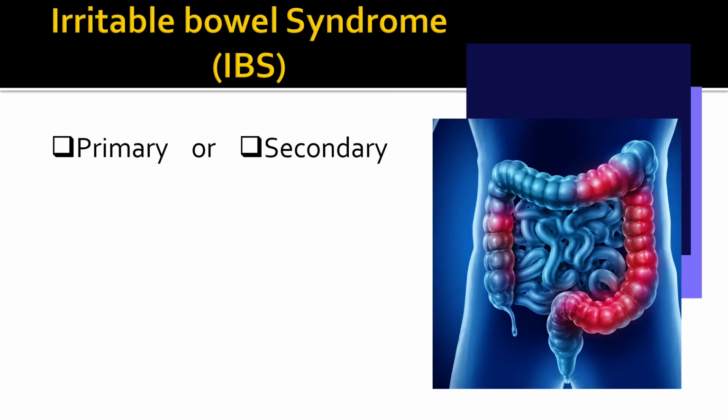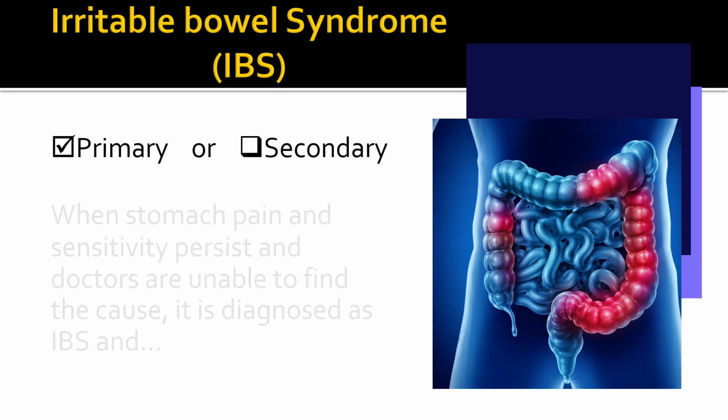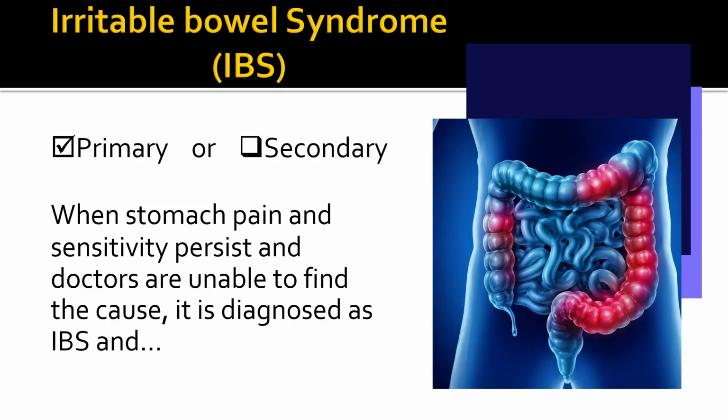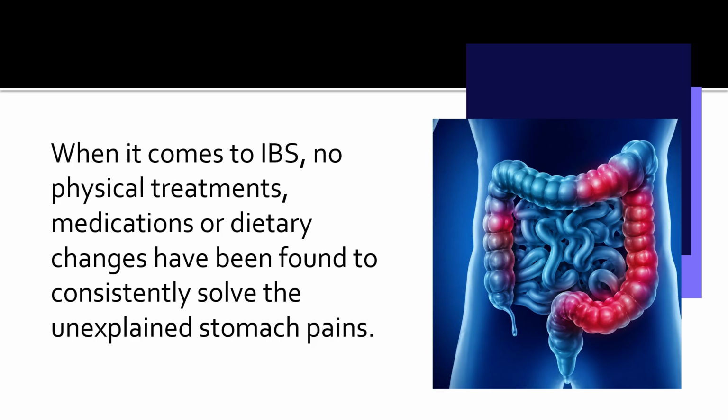Irritable bowel syndrome, or IBS, primary or secondary? Primary. When stomach pain and sensitivity persist and doctors are unable to find the cause, it is diagnosed as IBS, and the pain is real. When it comes to IBS, no physical treatments, medications, or dietary changes have been found to consistently solve the unexplained stomach pains.